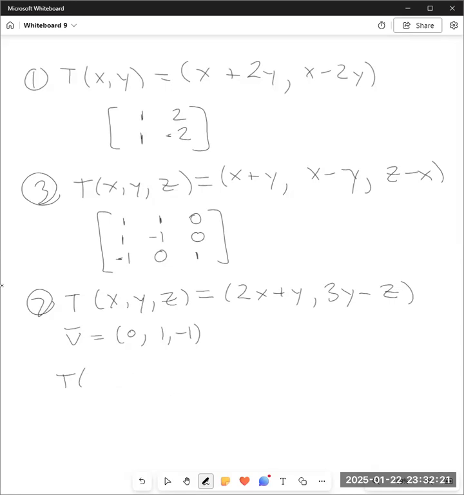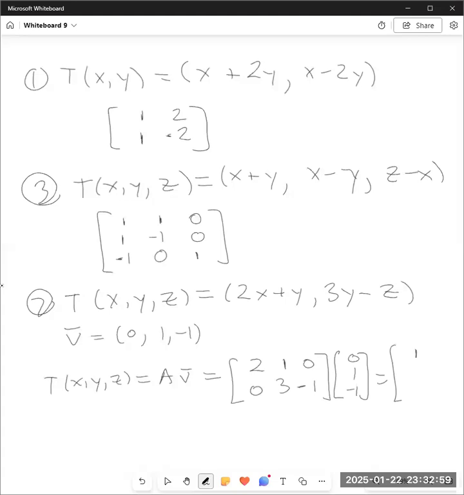So this is T of x, y, z is equal to matrix A times V. We're going to make the matrix here 2, 1, 0, 0, 3, negative 1 for my transformation matrix. And we have vector V here is 0, 1, negative 1. And that gives me 0, 1, that's 1, 0, 3 plus 1, that's 4. So T of 0, 1, negative 1 equals the vector 1, 4.